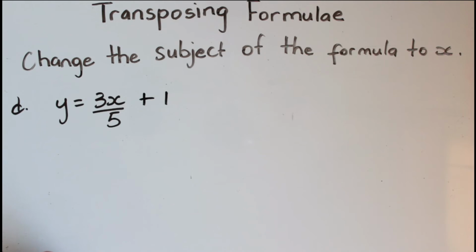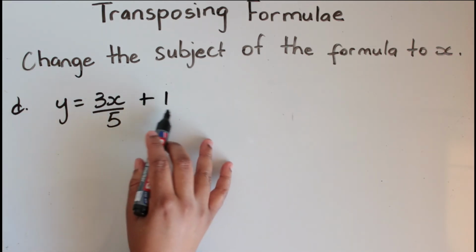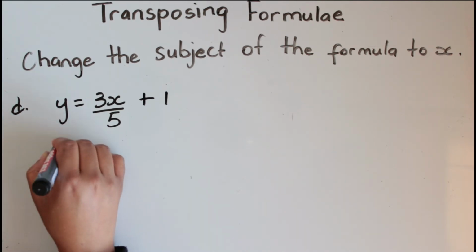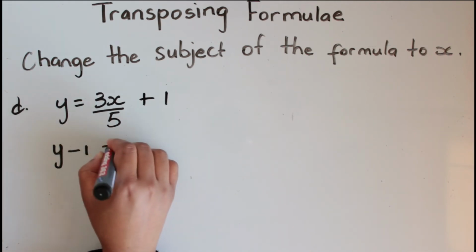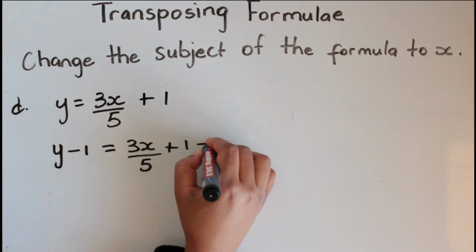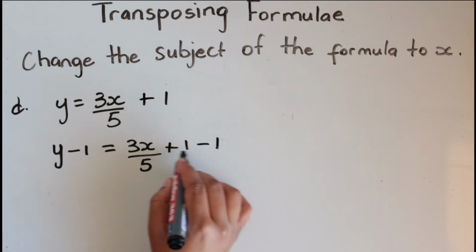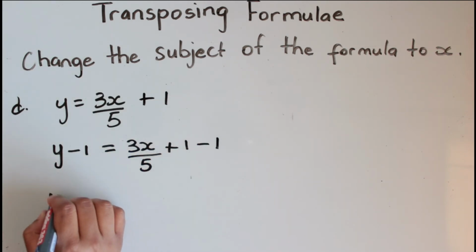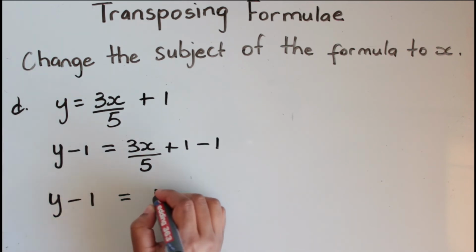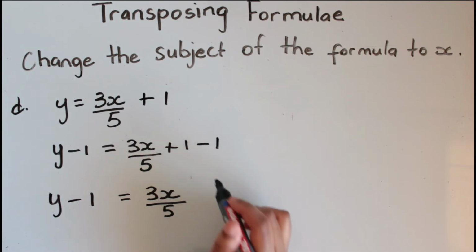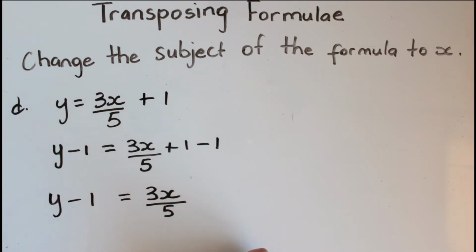To do so, it therefore means that we do the inverse operation, which is minus 1 from both sides of the equation in order to keep it balanced. So we have y minus 1 equals 3x over 5 plus 1 minus 1. And if you're really confident, you don't have to write this step, because 1 minus 1 will give you 0. Now we have y minus 1 equals 3x over 5, and again we agree 1 minus 1 gives 0, so I do not need to write it.